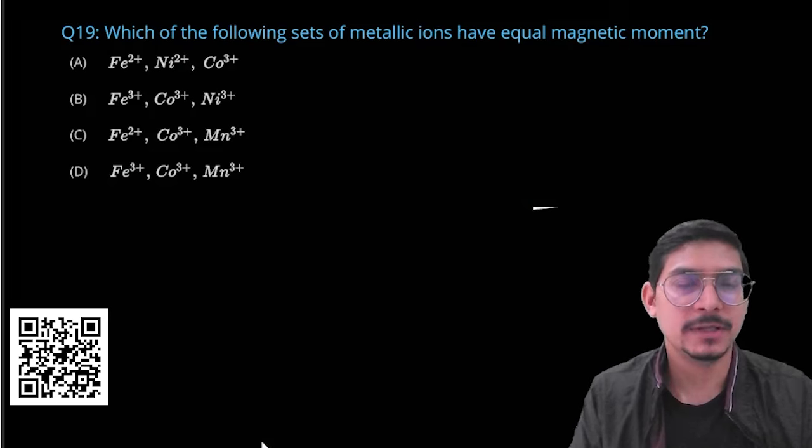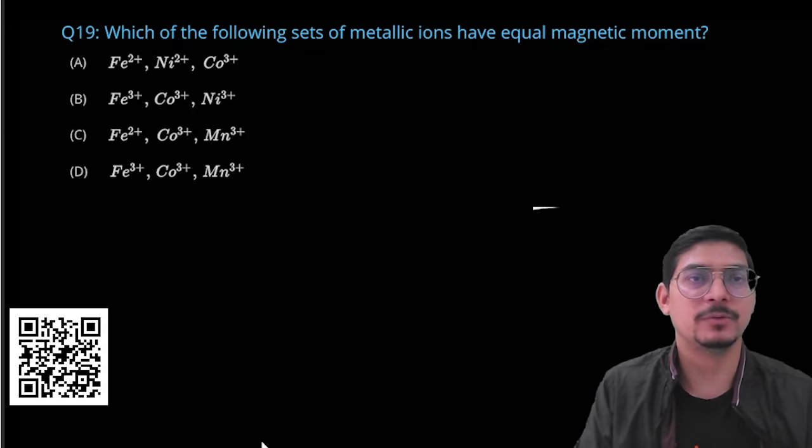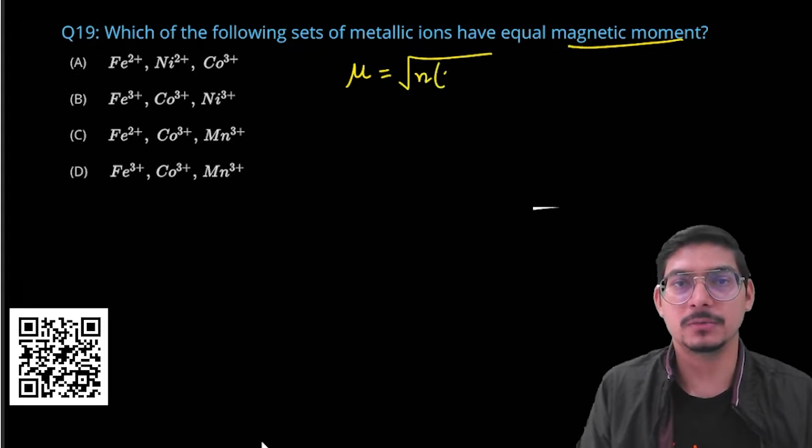Hi everyone. In this question, we are given 4 options containing 3 metal ions each, and we have to tell which of the following sets of metallic ions have equal magnetic moment. So this question talks about the spin-only magnetic moment, which is given by this formula, under root n into n plus 2 BM, where n is the number of unpaired electrons.